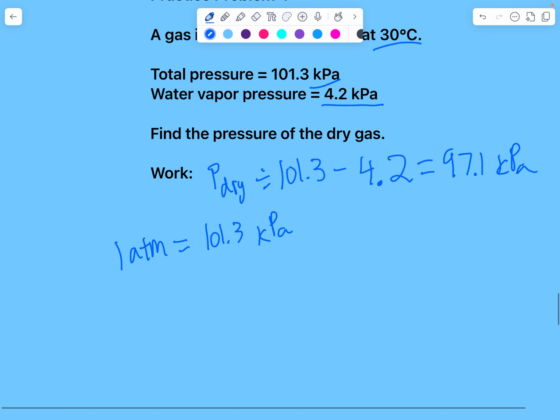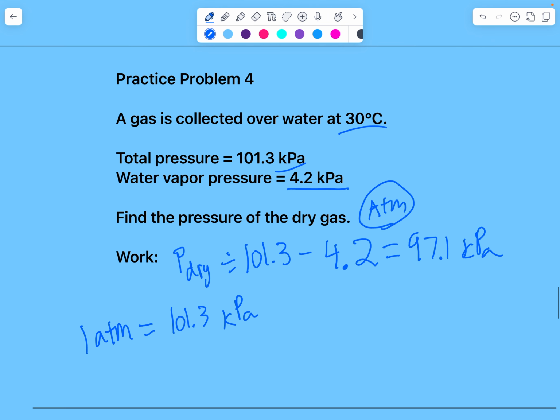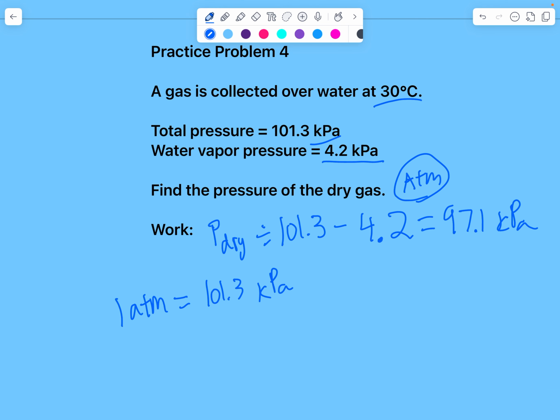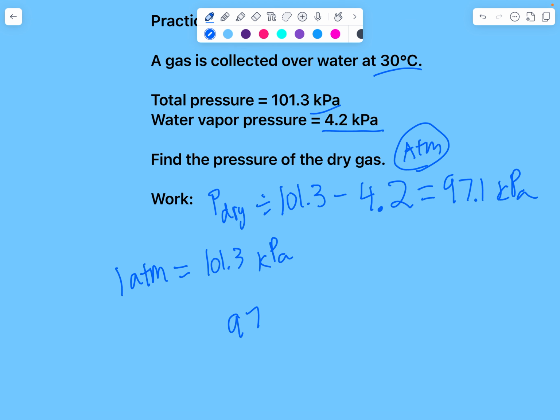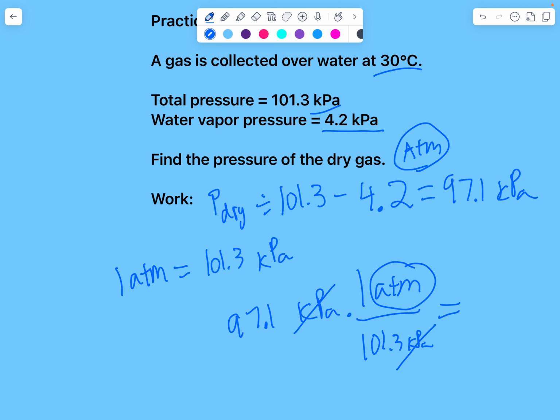So I'm going to convert into atms because I forgot to mention it, but usually for these, they may ask you to convert into atms, depending on your teacher. So a lot of times I want you to do that. So you'll take what you got, which is 97.1 kPa, and you're going to divide by 101.3 kPa for every 1 atm. I cancel out kPa. I never see them again. I'm in atm mode, which is what I like to see.